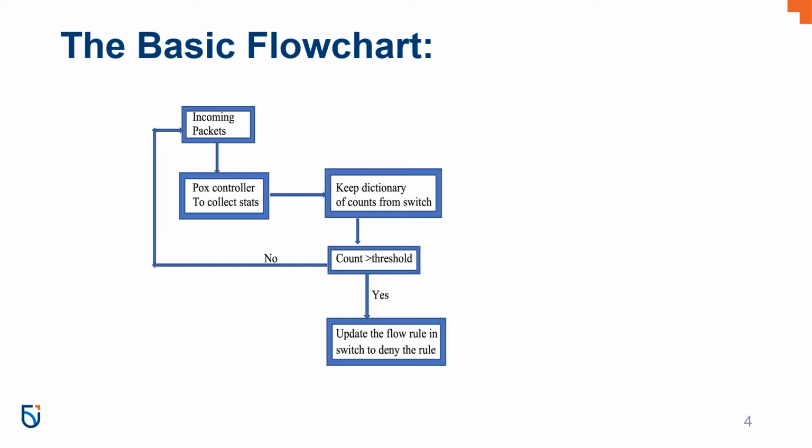This flowchart summarizes what we aim to accomplish in this project. Incoming packets flow through switches. The POX controller, which collects stats and keeps a dictionary of counts from the switches, collects the stats from the switches in a timely manner. If the web stat from a particular host is greater than a predefined threshold, then the flow rule is added automatically to deny the traffic. We have an established count that if it exceeds the predefined threshold, then there is an update to the flow rule to deny traffic. This we will see shortly when we get into the demo part of this presentation.